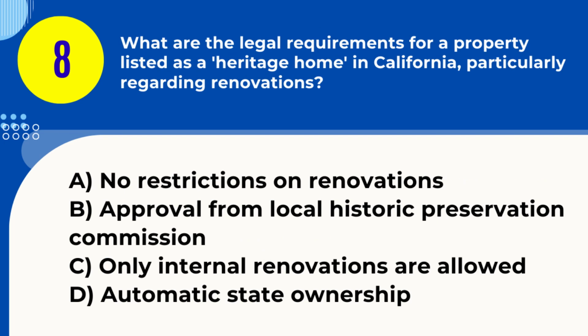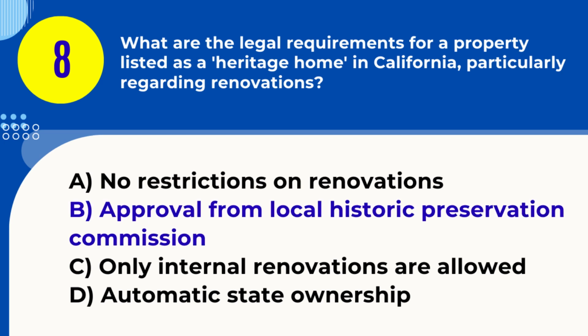Question 8. What are the legal requirements for a property listed as a heritage home in California, particularly regarding renovations? A. No restrictions on renovations. B. Approval from local historic preservation commission. C. Only internal renovations are allowed. D. Automatic state ownership.